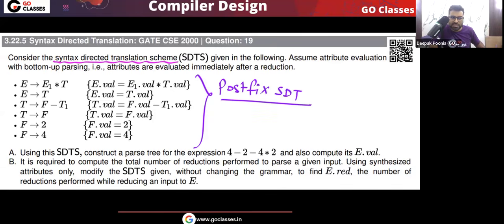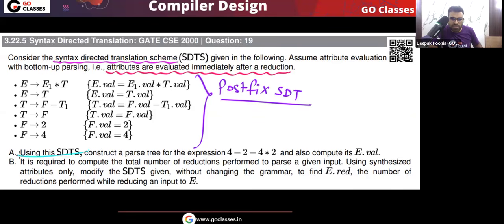I told you one thing, that when you have a postfix SDT, how to evaluate it is written here. You can see that attributes are evaluated immediately after a reduction. I told you that in a postfix SDT, the semantic actions are executed along with the reduction. The semantic actions are executed immediately after a reduction. Yes or no? So that is what is written here.